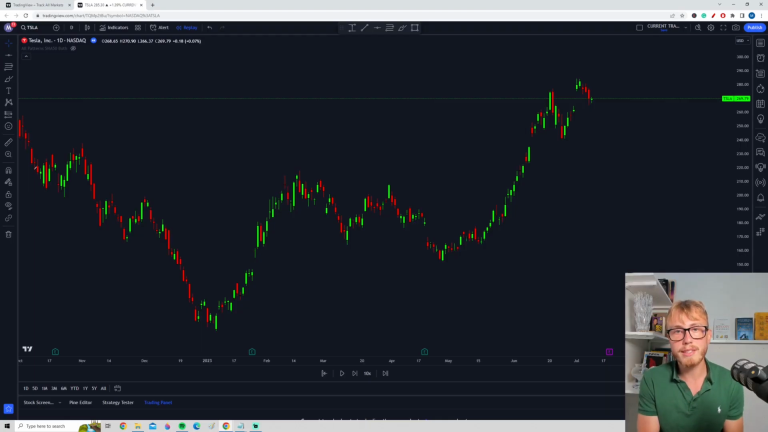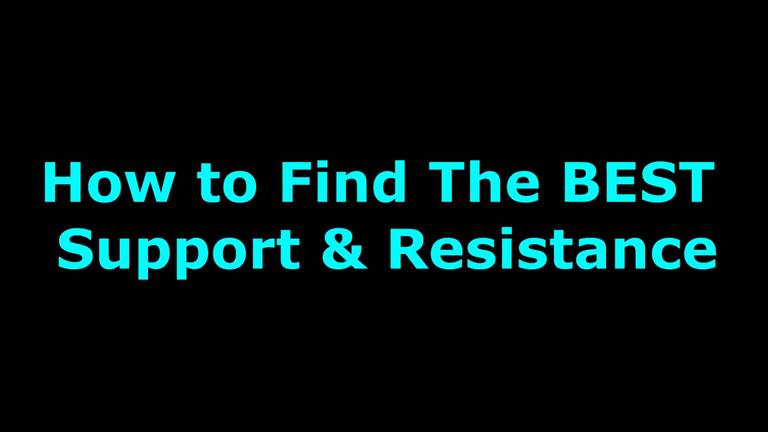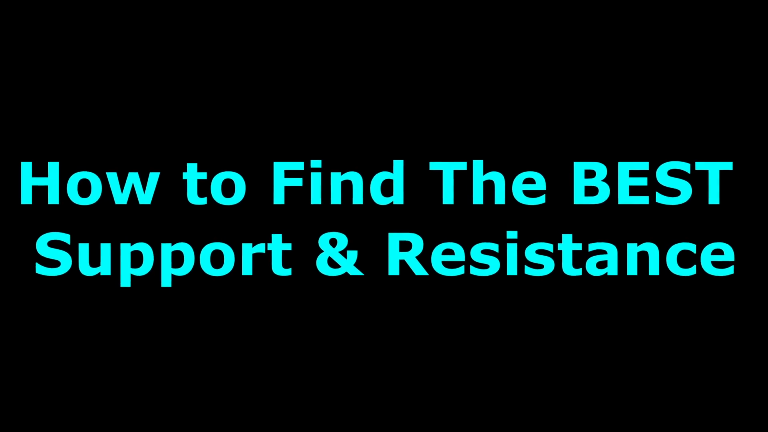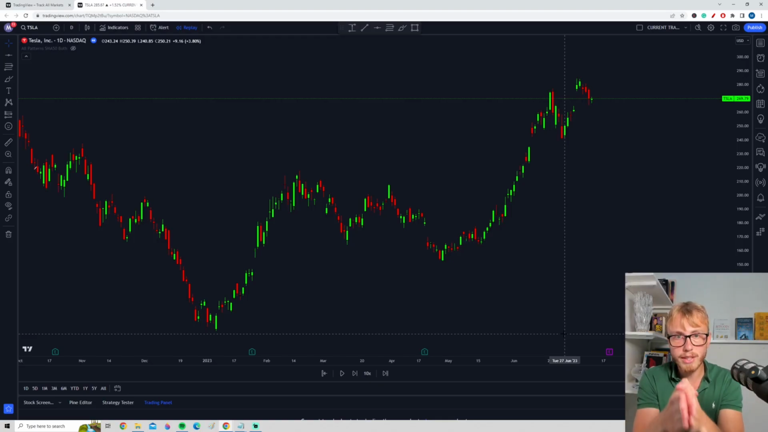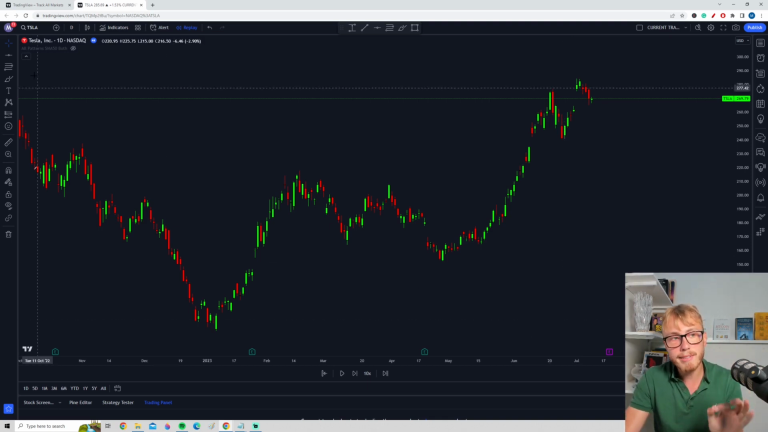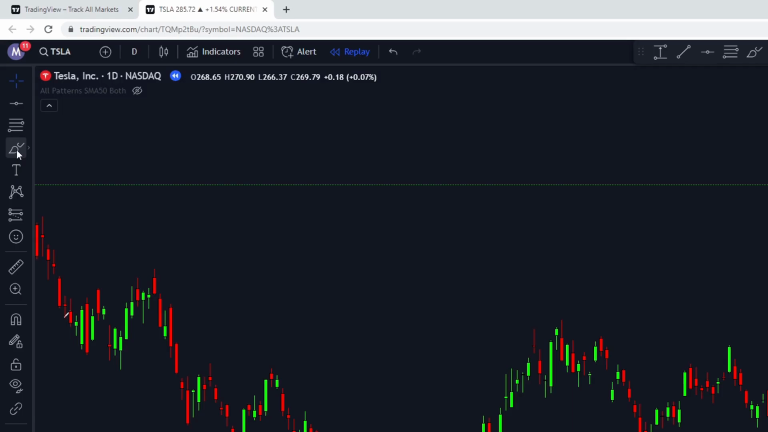So now when you have learned this lesson, we are ready to jump into the next super important concept, and that is how do we find the best support and resistance levels on the chart. And the first thing you want to look out for is that you want to find as clear levels as possible. Many times it can help to use the drawing tool here.